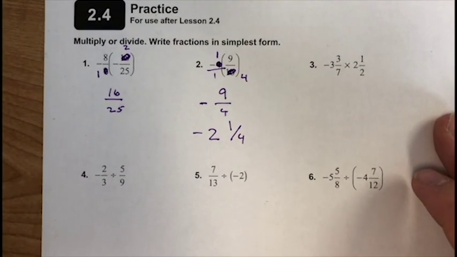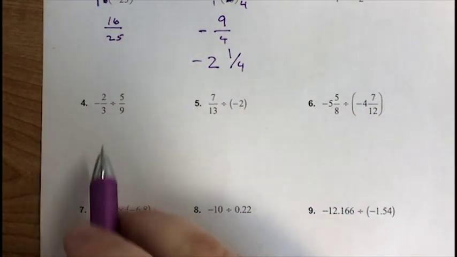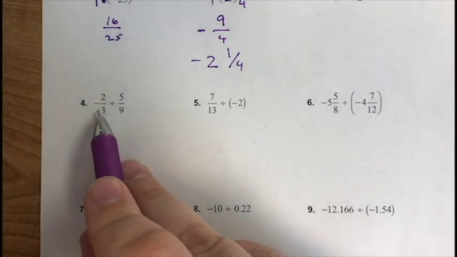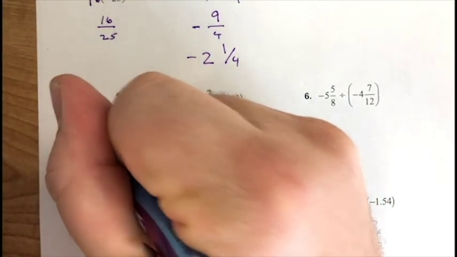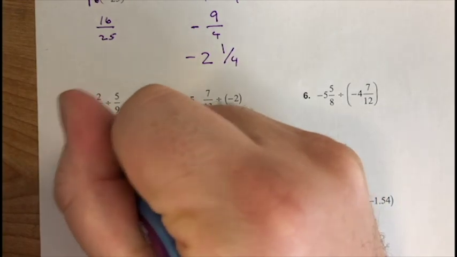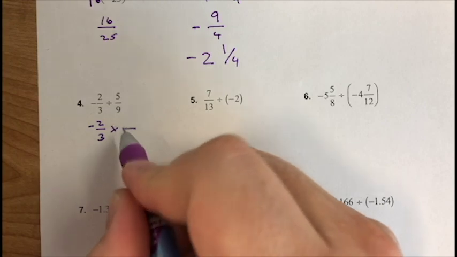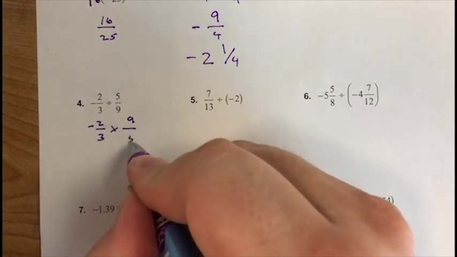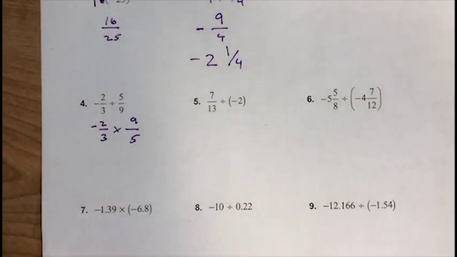Now let's take a look at number 4. It's just a matter of doing this: -2/3 divided by 5/9. Now let's do our rules when we divide fractions. We simply rewrite it. We change this to multiplication, and then we flip this to its reciprocal, which is 9/5. So that's how we divide fractions. We change it to multiplication and flip that fraction upside down. All right, so this should be review.